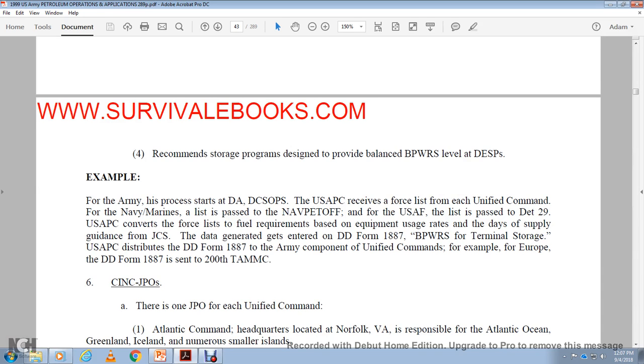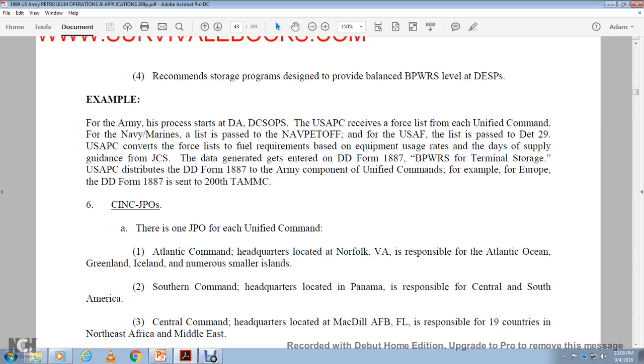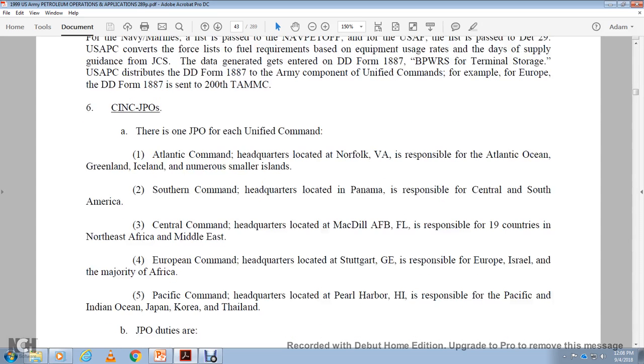CINC, JPO. There's a JPO for the Unified Command of the Atlantic Command, headquartered in Norfolk, Virginia, responsible for the Atlantic Ocean, Greenland, Iceland, Norway, and smaller islands. Southern Command Headquarters is located in Panama, responsible for Central and South America. Central Command, headquartered at MacDill Air Force Base in Florida, is responsible for 19 countries in the Northeast and Middle East.